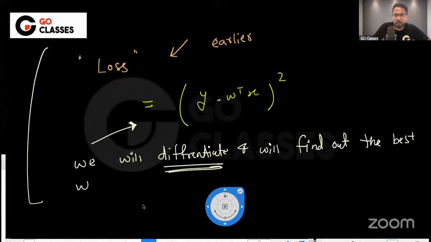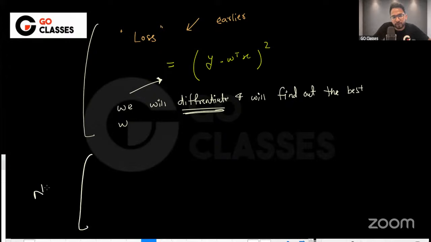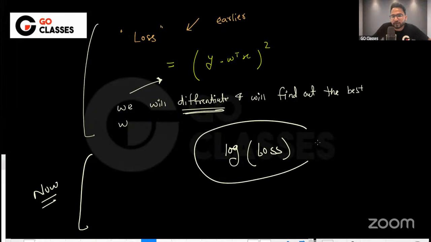But now they are saying you can do one thing: you can take the log. We are taking the log of whatever the earlier loss was and calling it the new loss, and then we are differentiating. So now also we need to differentiate. But after taking the log, if we differentiate, will my answer change? That is the only question they are asking.